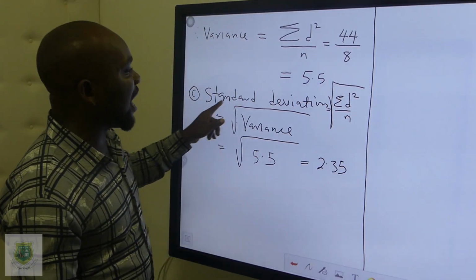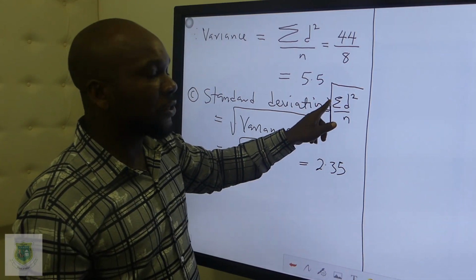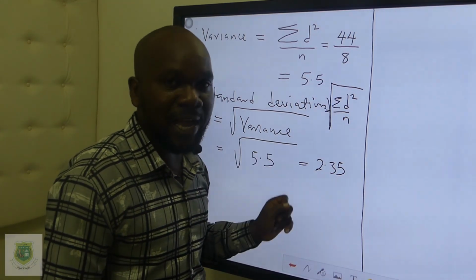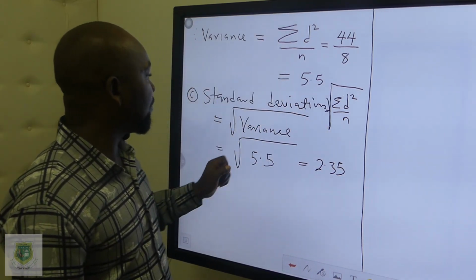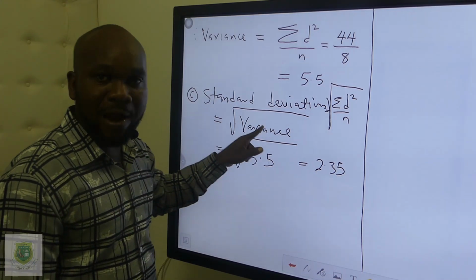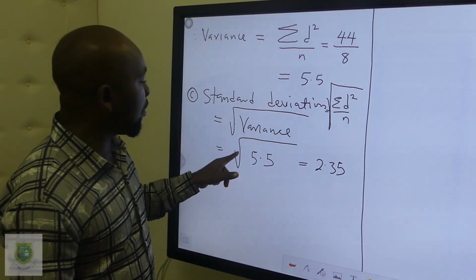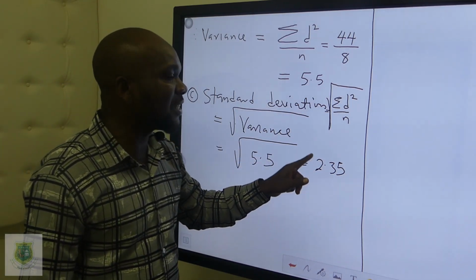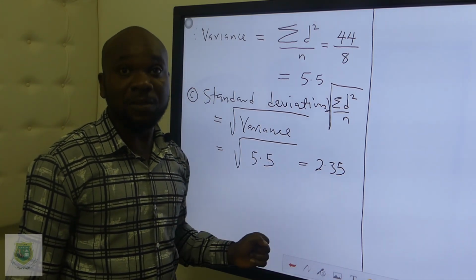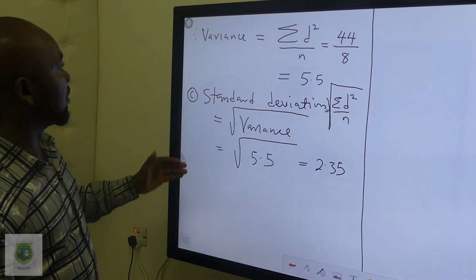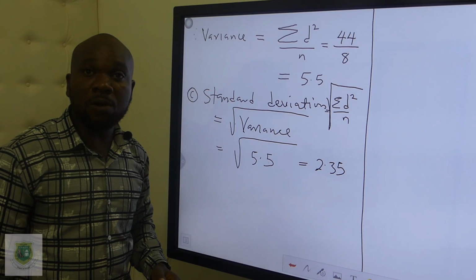Then the last one is standard deviation, which is equal to the square root of summation of d square over n. The whole of this is 5.5, which is equal to the square root of variance. Square root of 5.5 is what? 2.35. This is our what? Standard deviation.